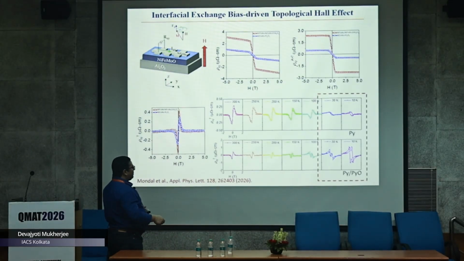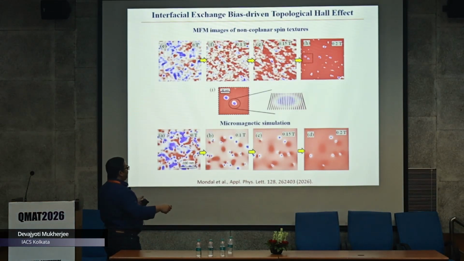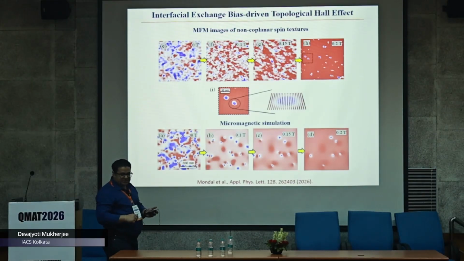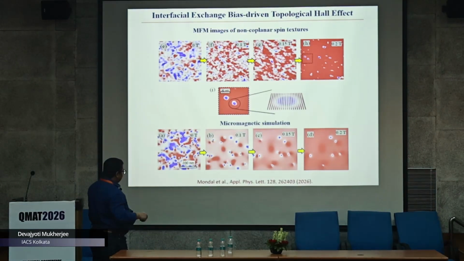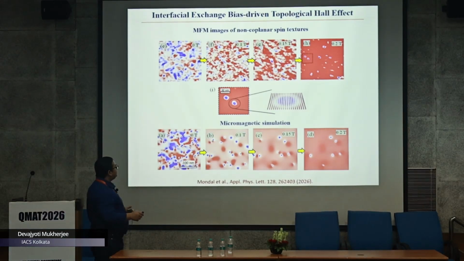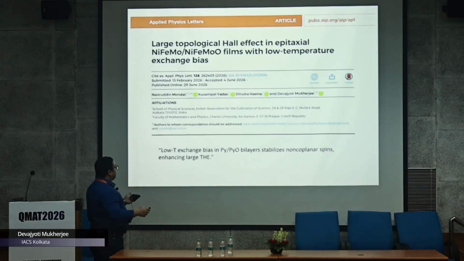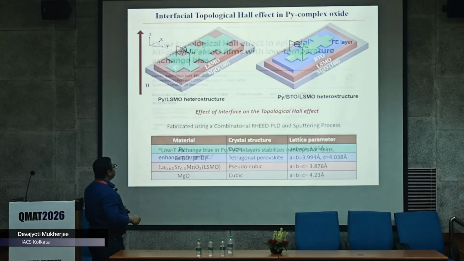But we were still not happy, because for a device, you don't want to operate it at 30 Kelvin or 10 Kelvin. The goal is to operate it at room temperature. These are the other checks. We did the magnetic force microscopy. Again, got evidence of very well-formed skyrmionic features. Micromagnetic simulations were also performed, which supported the magnetic force microscopy. So if you want the details of this paper, it was recently published in APL.